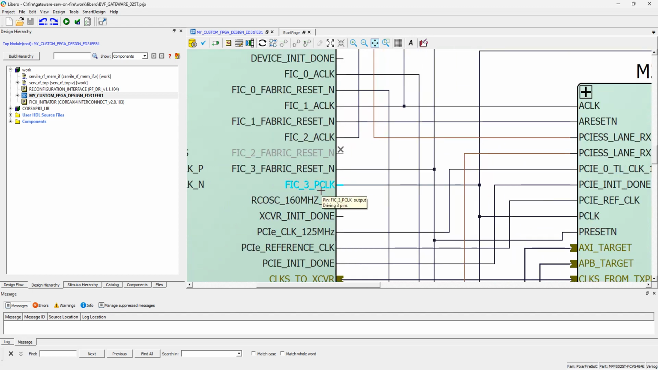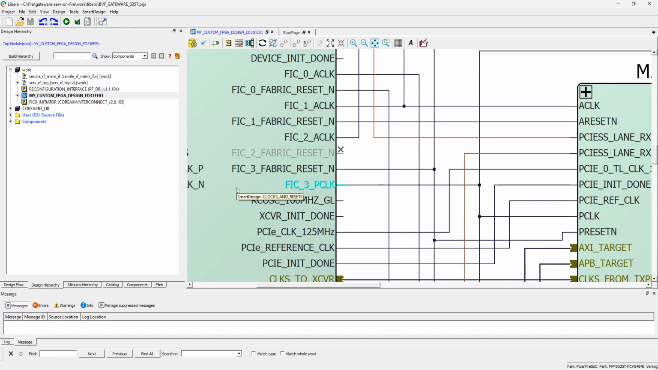This signal that we were just looking at is going to FIC, which is like, I don't know, fabric interconnect or something like that, 3. And that is what PolarFire, the FIC3, is used for: the APB bus, which is a slow bus that usually goes to slower speed peripherals. It's still pretty snappy. It's running at some fast clock rate, which we're going to find out in a moment.